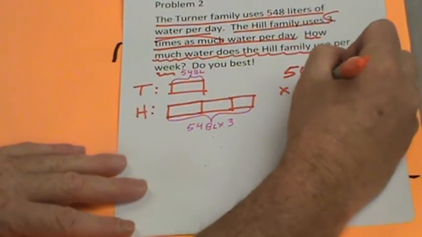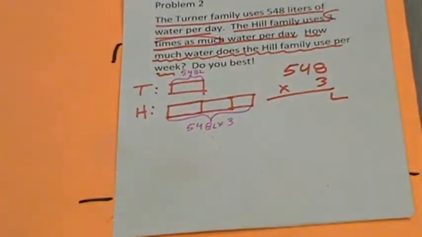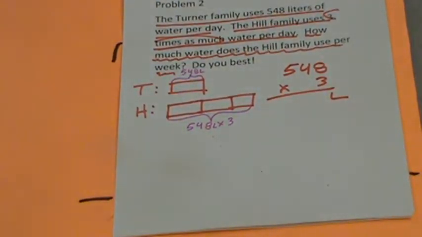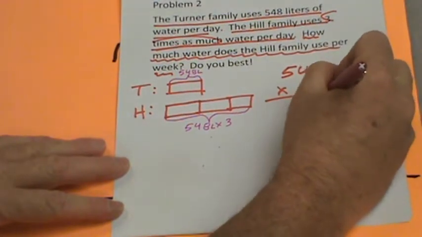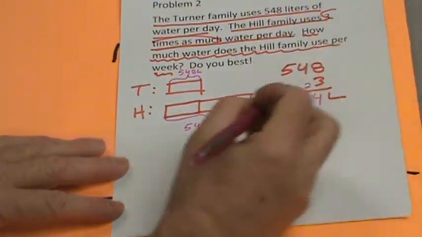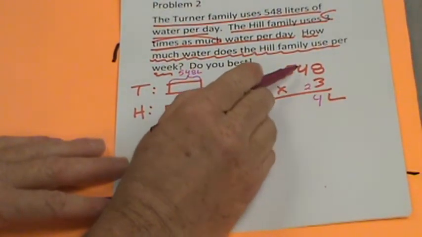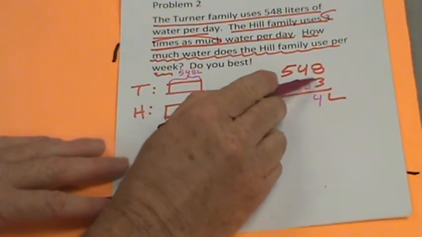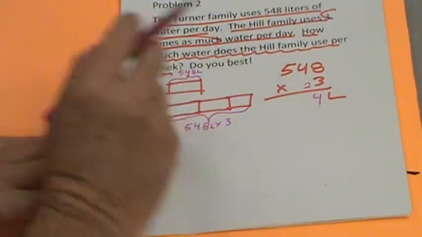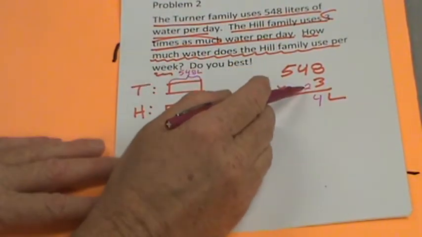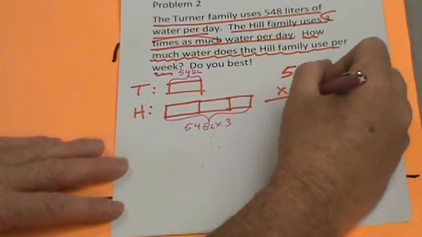548 liters times 3. I'm going to put my big L right there. And let's use the standard algorithm. That's what we should be using by now. 8 times 3, 8, 16, 24. Bring up my 2. 4 times 3 is 12. This is 3 times 40, right? But we add these 2 10s from the 24, 2 10s, 4 1s. So 4 times 3 is 12 plus 2 would be 14. Bring up the 1 there.